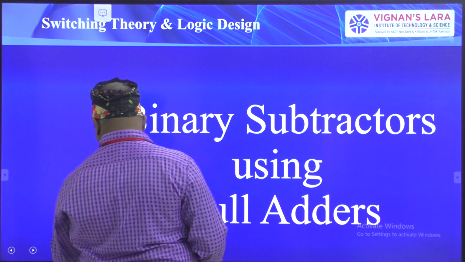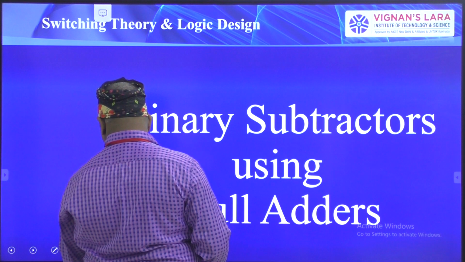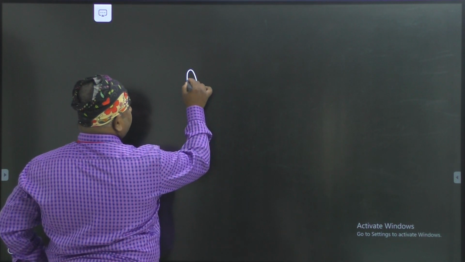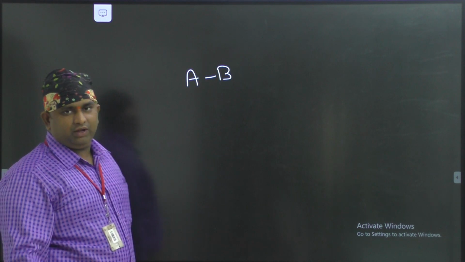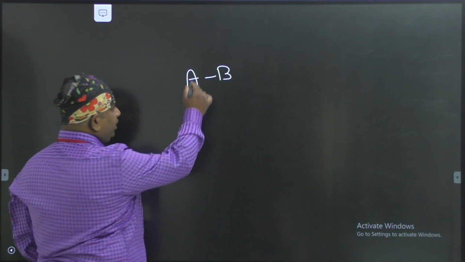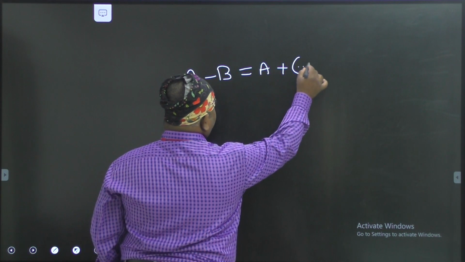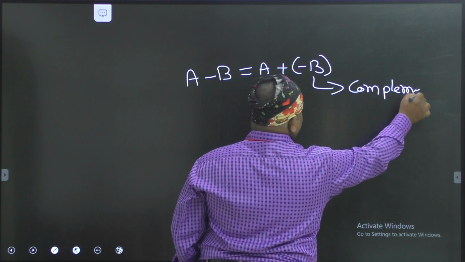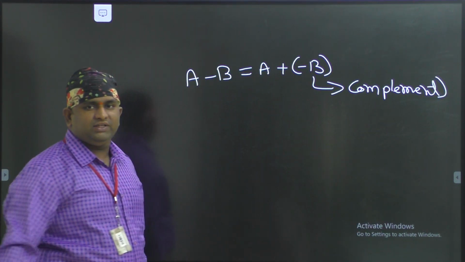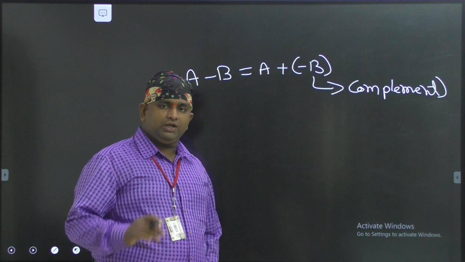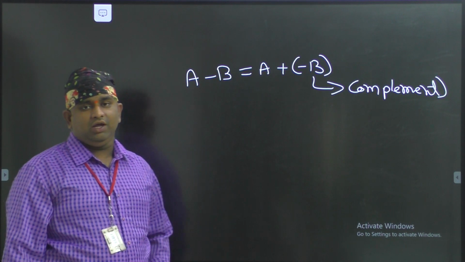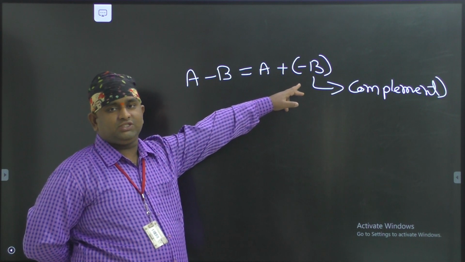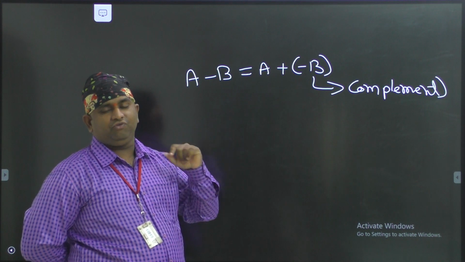For example, the A minus B operation is here. This is actually the subtraction. What we are doing is converting this into A plus of minus B, and for this minus B you are doing the complement operation. It may be ones complement or twos complement. Generally we follow the twos complement methodology. So for the twos complement, for B you take the ones complement and you add one.